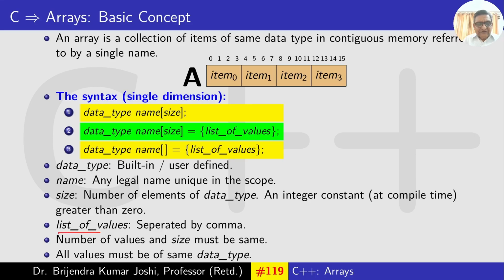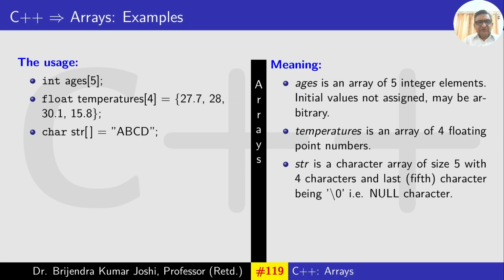Then the list of values, these values are separated by commas. So comma is a delimiter. And one thing more, this size and the list of values must be identical. And the last point is all values must be of the same data type. This is the property of an array. All values must be of the same data type.